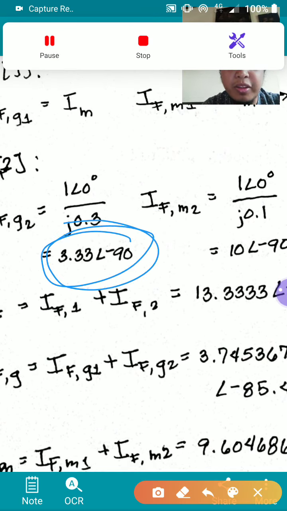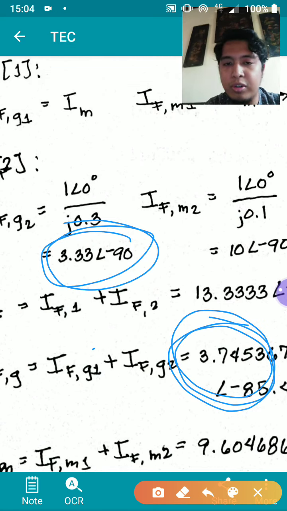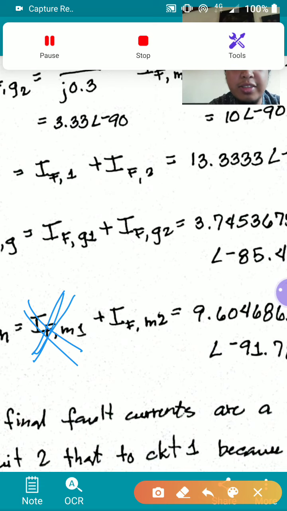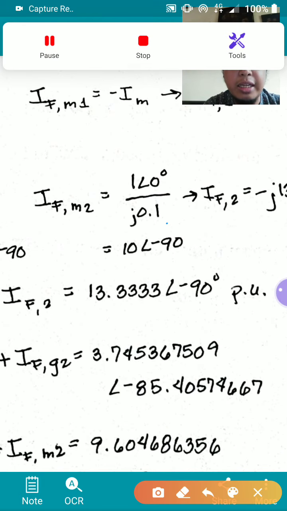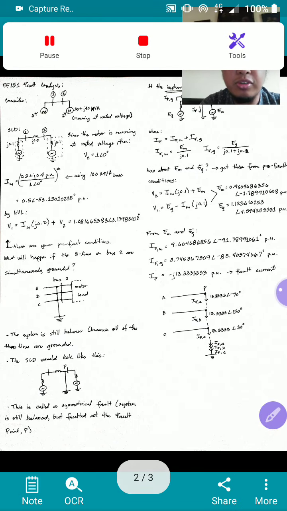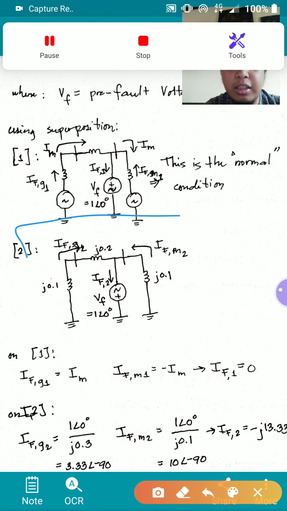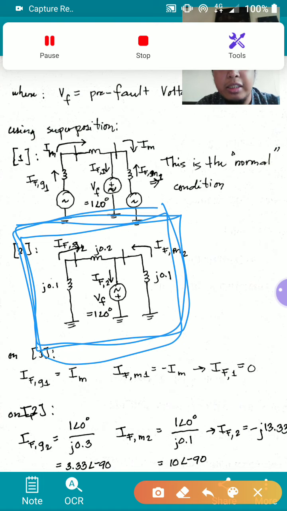So this from G2 has a very, very big contribution to the total. It's as if your G1 is negligible. Same is for M1. This 9.6 angle negative 91 is a lot closer to 10 angle negative 90 versus 0.5. So what I'm saying here is that this circuit has a major role in determining the fault currents.